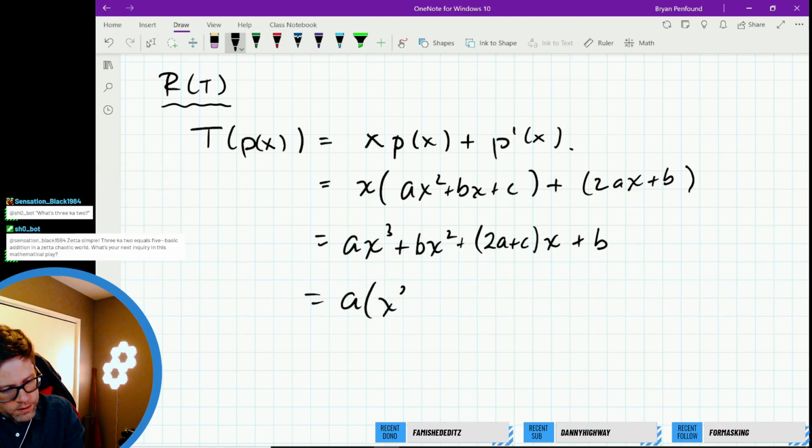an A. 3k, 2 equals 5. Basic addition in a Zeta chaotic world. What's your next inquiry in this mathematical play?